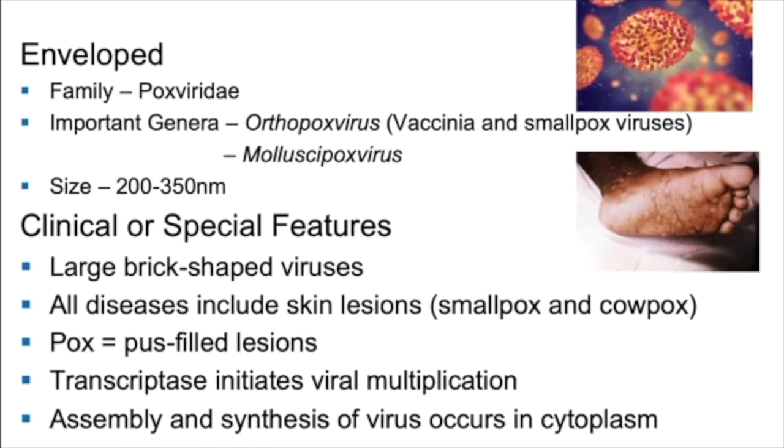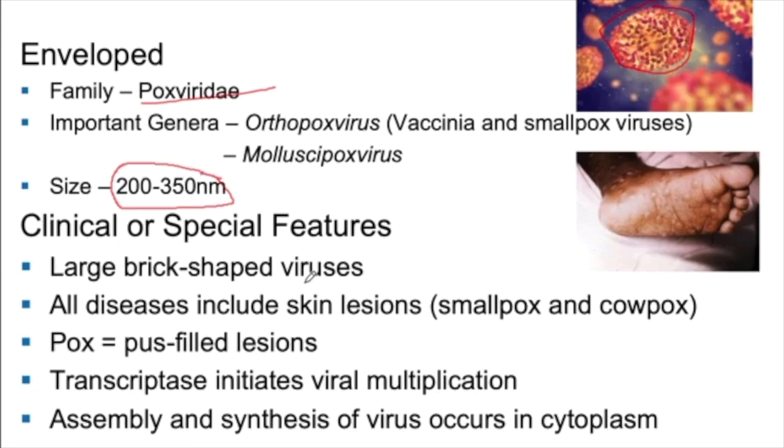Then you have double-stranded DNA viruses. We've looked at the non-enveloped, and this is the enveloped virus. For the family Poxviridae, you have the orthopox virus, where you would have the smallpox virus, the cowpox virus, and the monkeypox virus as well. The size is bigger, 200 to 350 nanometer. They are large and brick-shaped viruses, as you can see in this picture inserts.